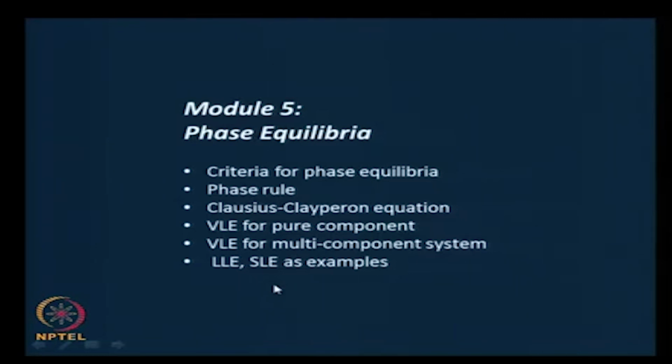Then we looked at module 5, which was on phase equilibria. We looked at the criteria. If there is one take home message, it is the criteria for phase equilibria from this course. And then we looked at the phase rule, Clausius-Clapeyron equation, and the various equilibria, VLE, LLE, SLE, standing for vapor liquid equilibrium, liquid liquid equilibrium, and solid liquid equilibrium. In fact, we saw liquid liquid equilibrium and solid liquid equilibrium as examples of application of the general criteria for phase equilibrium.